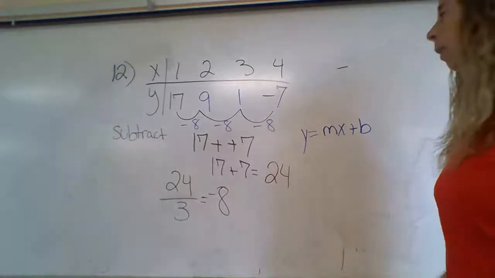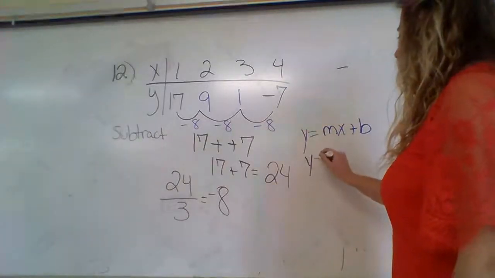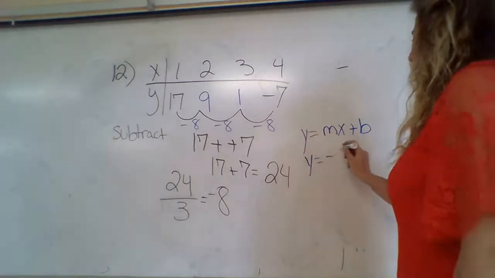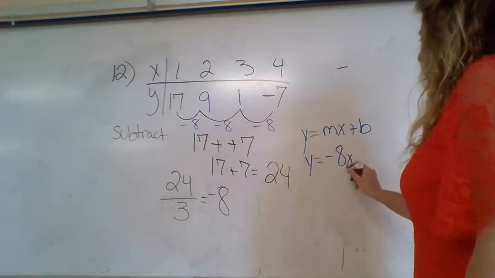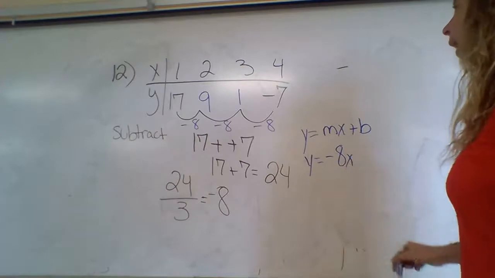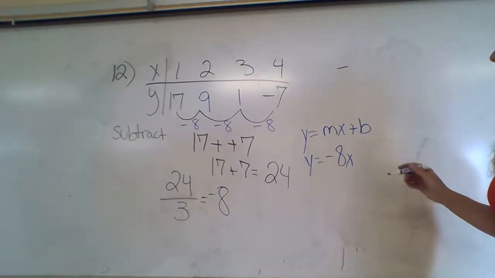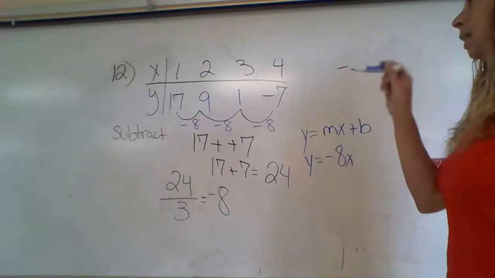Slope-intercept form. So your slope, what are you adding or subtracting by each time? Negative 8. So your slope is negative 8. And then your y-intercept is not given to you in the table. Your y-intercept is when x is 0.